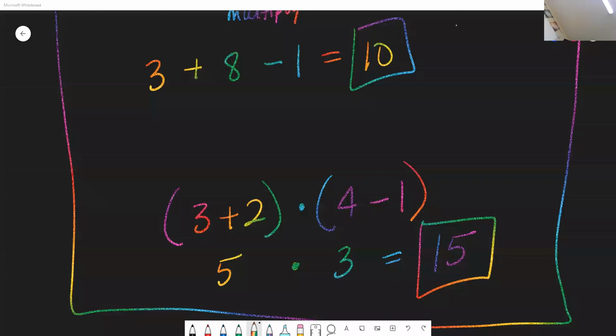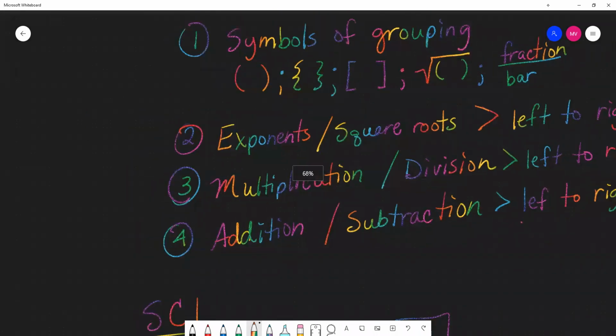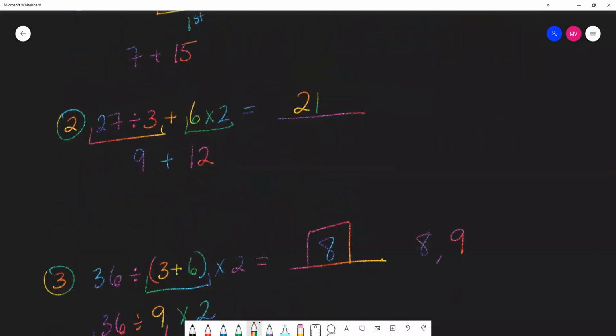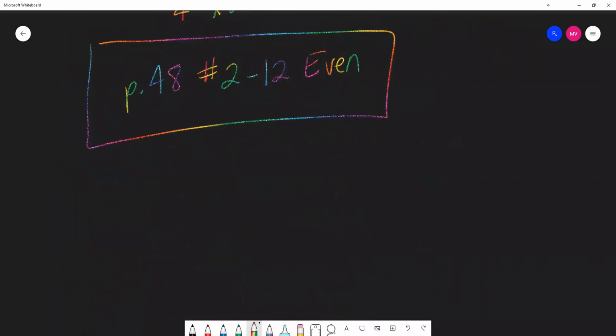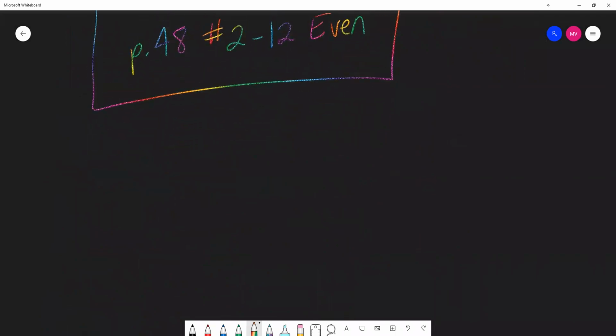All right, so this lesson is for the 13th of October. On Wednesday, we are going to review the homework. Check your answers for section 1.9, order of operation. I asked you on page 48 to do 2 through 12.